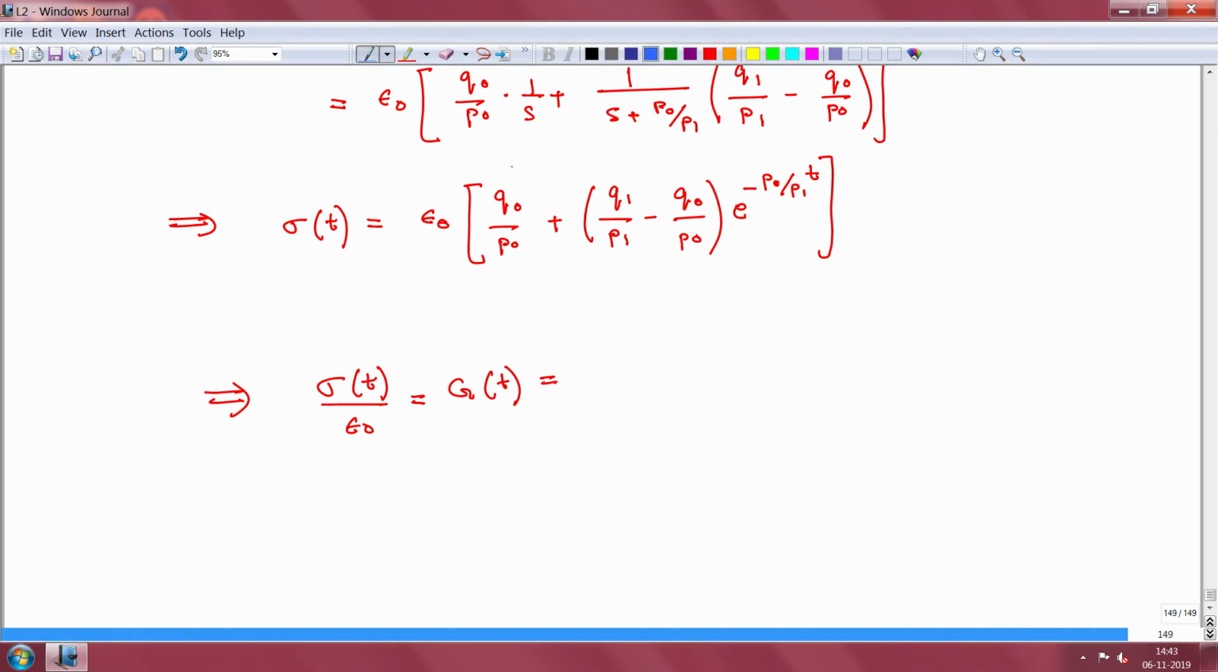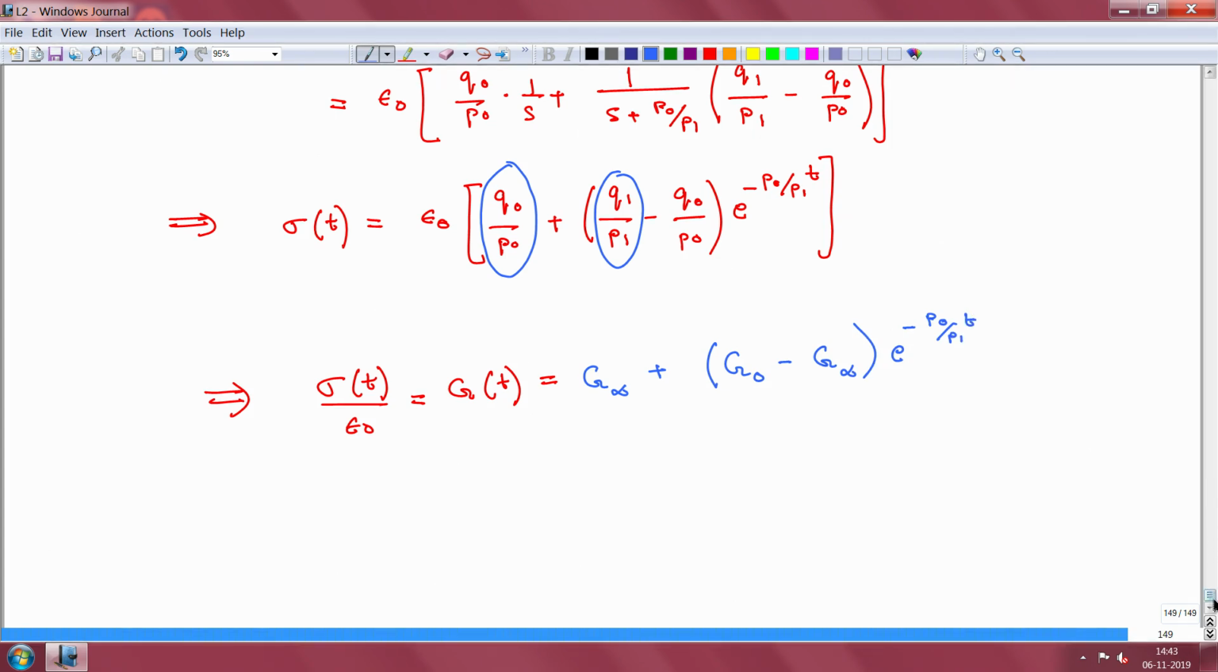And now that will have two parts, right. So, this part which is a constant, and then you have this part minus again the same fraction here. So, if I decide to call this g infinity, then the function g can be written as g infinity plus g naught minus g infinity e to the power minus p 0 by p 1 t.